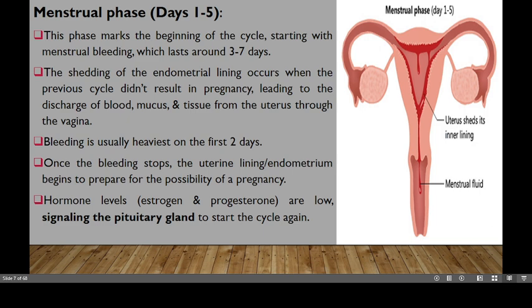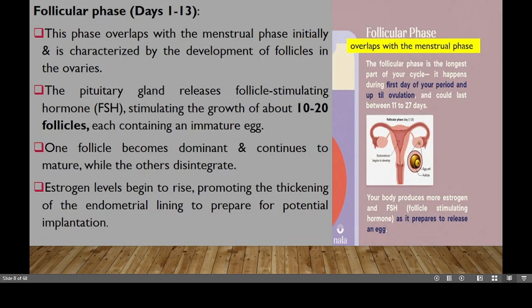Bleeding is usually heaviest in the first 2 days, but once the bleeding stops, the uterine lining, or the endometrium, will begin to prepare for the possibility of a pregnancy. The menstrual phase is characterized by low levels of estrogen and progesterone. And low levels of estrogen and progesterone normally signal the pituitary gland to start the cycle again.